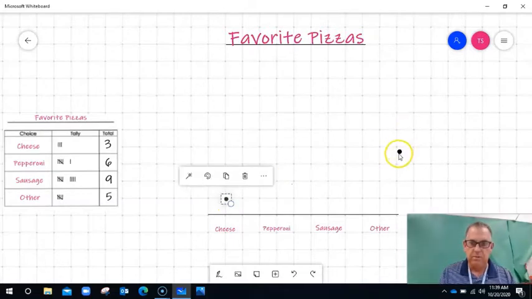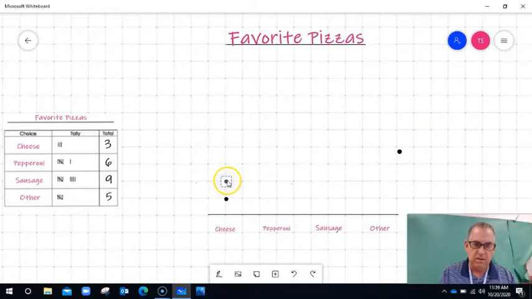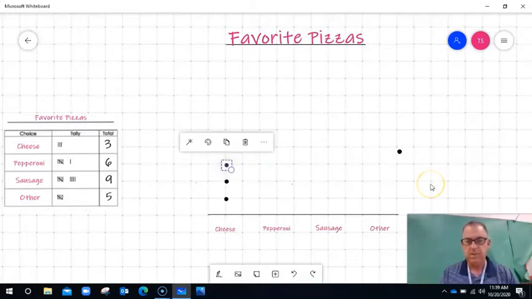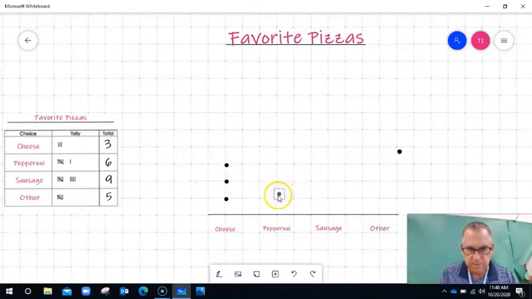You don't have to do any key for dot plots. Each dot stands for 1 point of data. So for cheese, I'm going to have 3 dots. And it's going to look very similar to bar graphs, except there's no scale on a dot plot. For pepperoni, I had 6, so I'm going to have 6 dots above pepperoni.